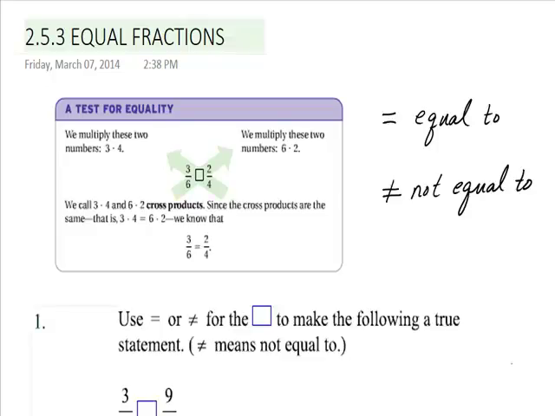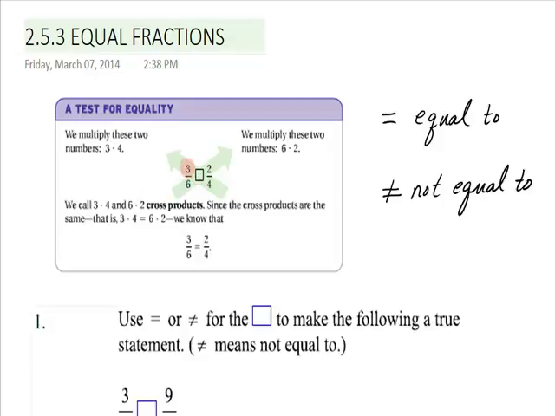In this lesson, we're going to continue to work with fractions, and we're going to talk about deciding whether two fractions are equal. Now, there are several ways to do it. I'm going to show you more than one, but I'm going to recommend one that is mentioned up here in this explanation box. It's a test for equality.